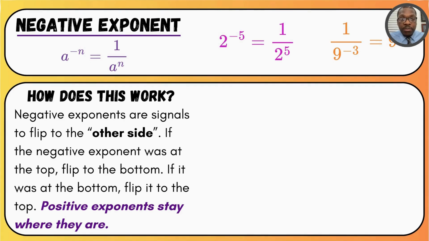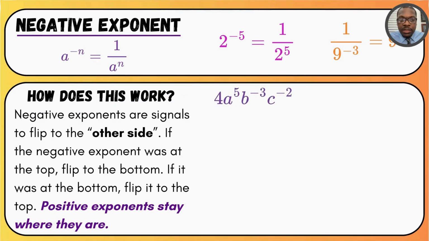If a negative exponent was at the top, you would flip it to the bottom of the fraction. But if a negative exponent was at the bottom, you would flip it to the top. So that's negative exponents. Positive exponents, though, they stay wherever they are. If you see it at the top, keep it at the top. But if you see a positive exponent at the bottom, then just keep it at the bottom.